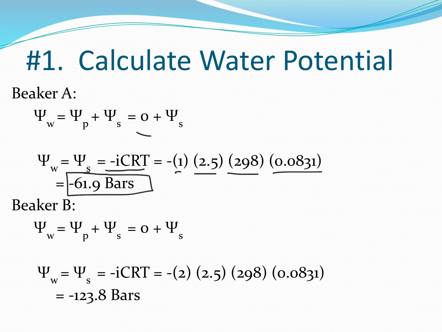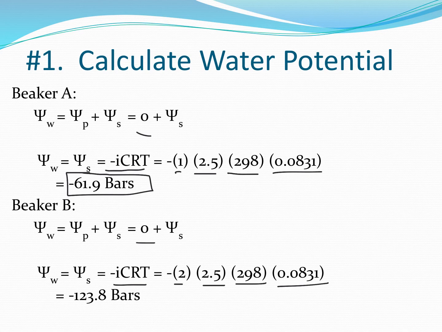Bars is the unit of water potential or pressure potential or solute potential, really any of those. So bars is just the units that you use. For B, beaker B is essentially the same thing. Again, the pressure is 0, so water potential is just equal to negative iCRT. Filling in, i is 2, C is 2.5, temperature of 298, R is 0.0831. That gives us a water potential of negative 123.8.